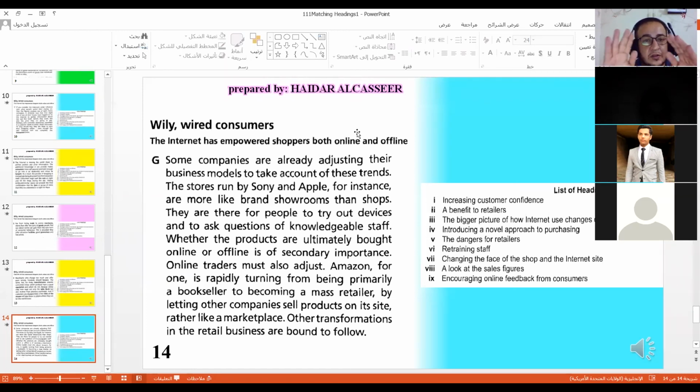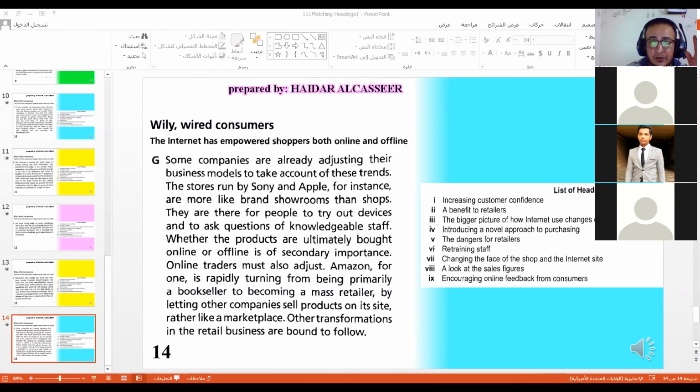You find the models in the front window of the shop. Isn't it right? Yes. When you find good clothes, you go immediately to look for your size or to find the one which suits you or matches your style. So a model of the shop, it says adjusting their business models. That means changing their shops. Changing the face, the front window, means the face of the shops. So you got it? Yes. So in this case, the answer would be changing the face of the shop and the internet site.